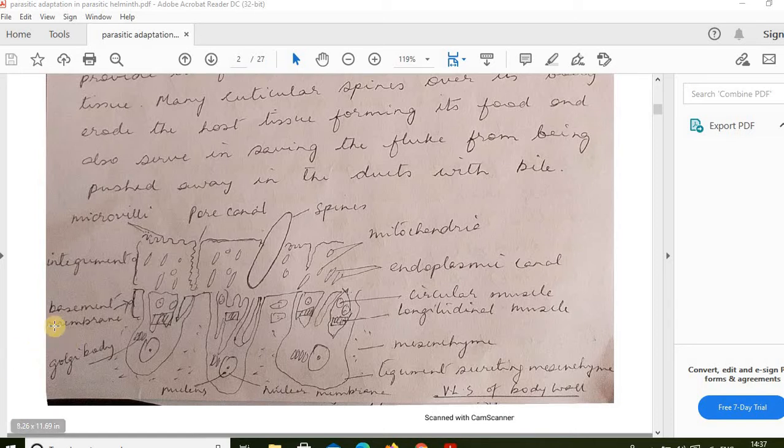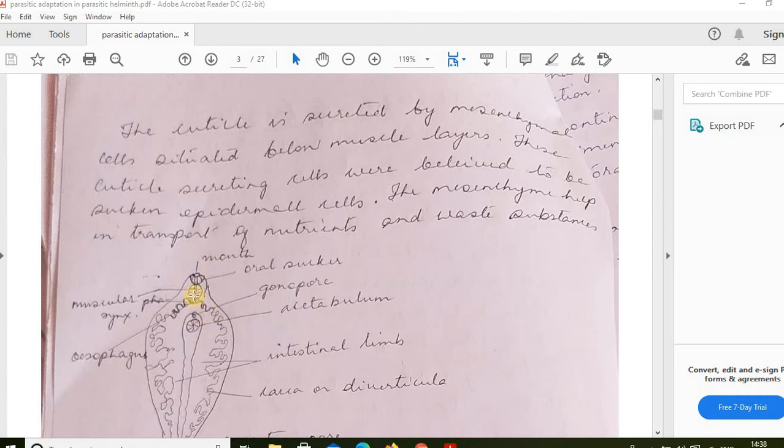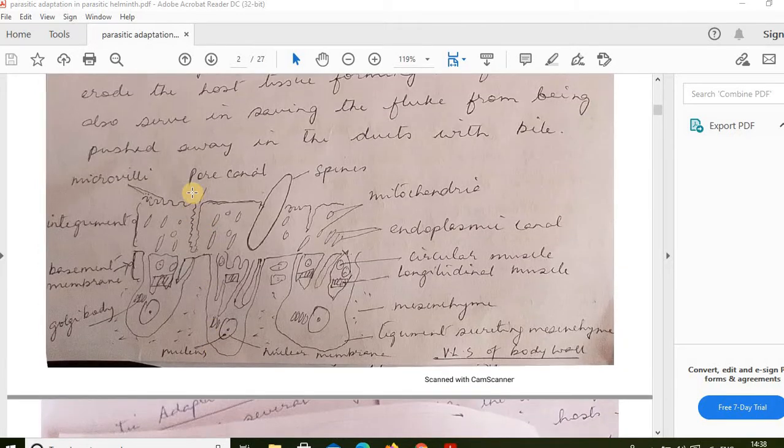So here this is a tegument. The tegument is the lining of the body of the parasite, the outer lining or the ectoderm. This one has a pore canal where, living inside the host, it can also suck from the general surface. So through this pore canal, the nutrition enters inside the body.